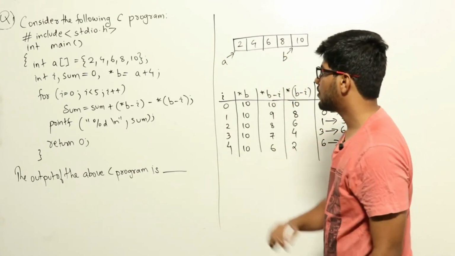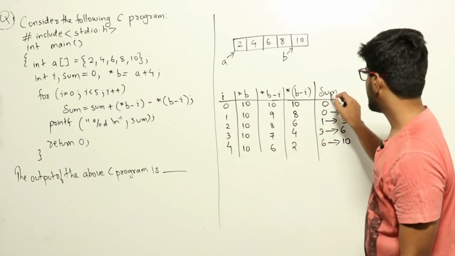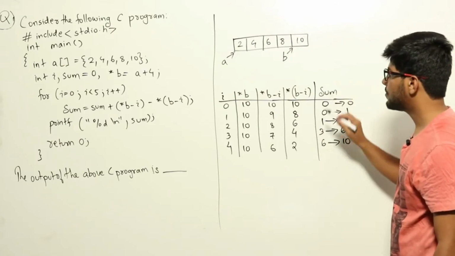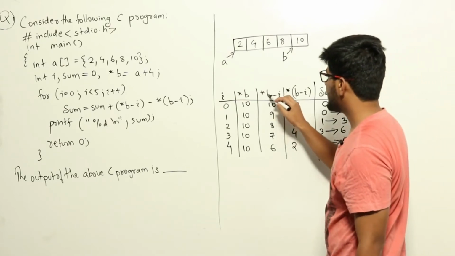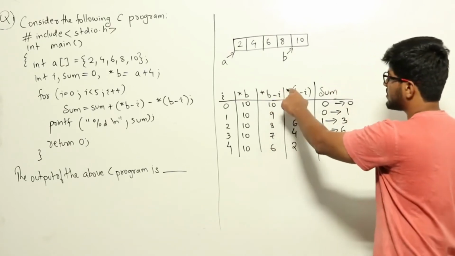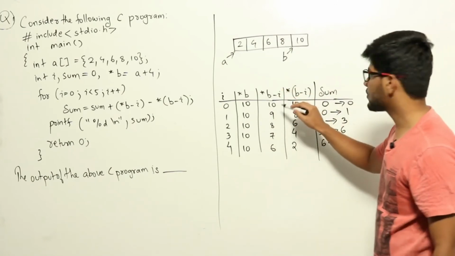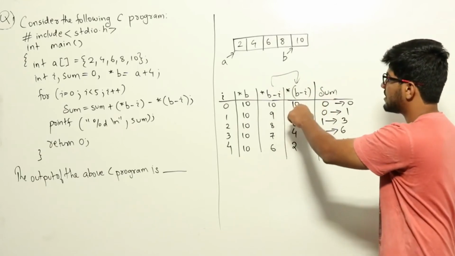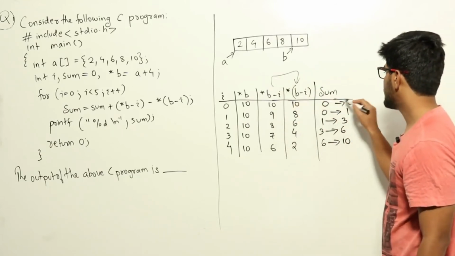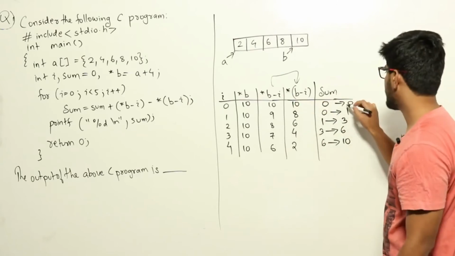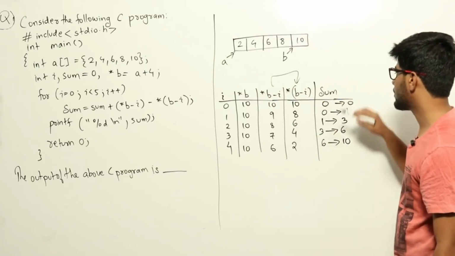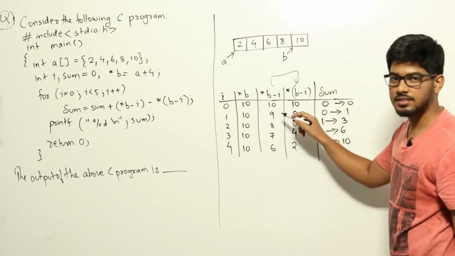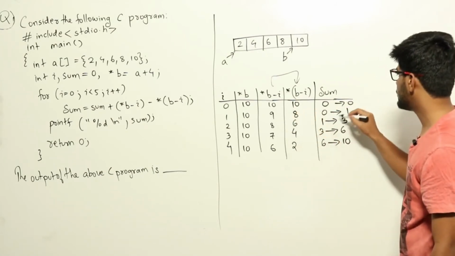Now we will try to find out what the sum value would be. Initially sum is 0. Sum is 0 when we are starting. To the sum we are adding star of B minus I minus star of B minus I, that is whatever is in this column minus whatever is in this column. So initially it was 0, 10 minus 10 is 0, so the new value would be 0 plus 0, that will be 0 only. So the sum changes from 0 to 0. Coming here, the sum is 0 now.